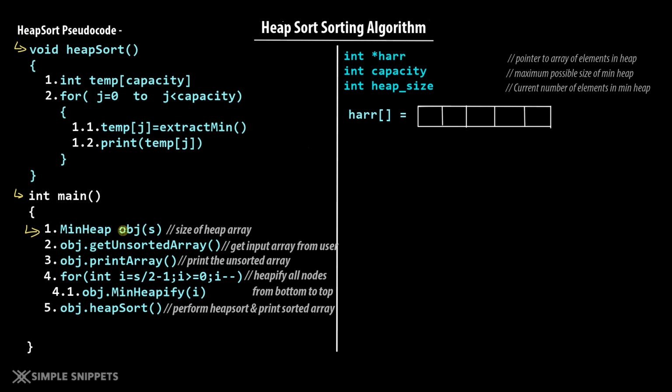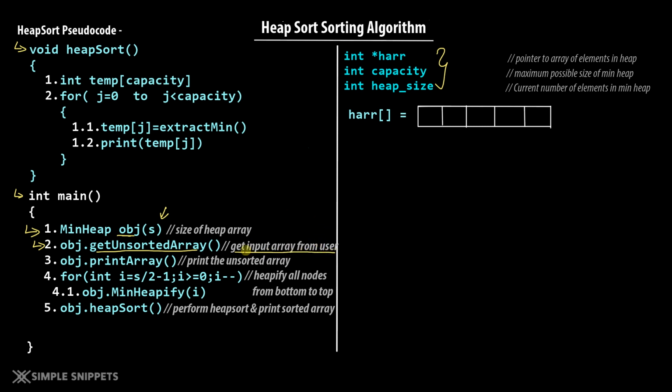So please make sure you watch those videos, because we've already created the min heap class, which has all the data members, which are these 3 data members, and also all the member functions like insertion, deletion, heapification, extraction, etc. So here we'll create a min heap object obj, and we'll take the size of the heap from the user. So s is nothing but the size of the heap. Then we will say obj.get unsorted array. So basically we are taking the input array from the user.